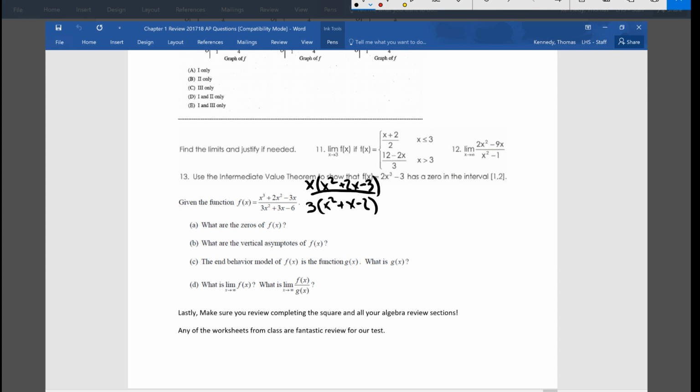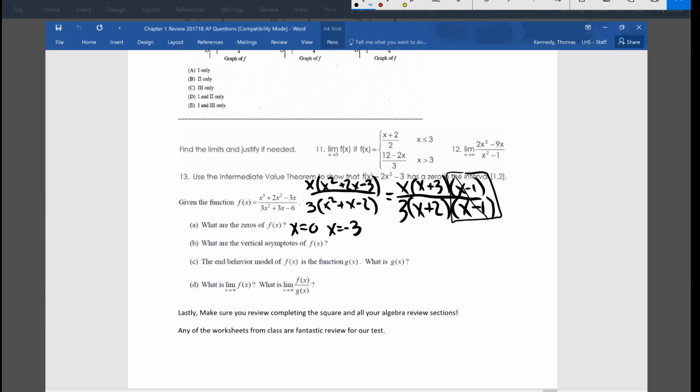Now I have to keep going, because each of those quadratics can be factored further. So I get x times (x plus 3) times (x minus 1) on top, and I get 3 times (x plus 2) times (x minus 1) on the bottom. And I have a very clear hole right here at (x minus 1) over (x minus 1). So those aren't zeros. My zeros are 0 for the x and negative 3 for the x plus 3. So x equals 0 and x equals negative 3.